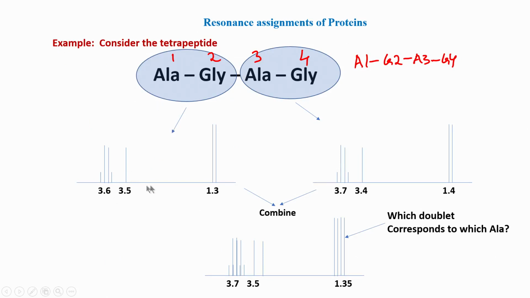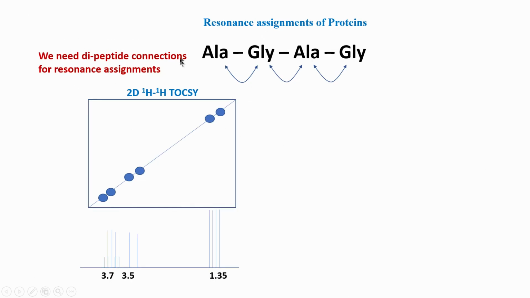So, individual amino acid information is present in this spectrum. I know there are 2 glycines, 2 alanines, and so on, but I do not have a connection or correlation between the neighboring amino acids, and that is what is actually needed in an assignment procedure. Any protein assignment procedure which you will come across will always try to find a dipeptide connection. That is the heart, the important point in any assignment procedure.